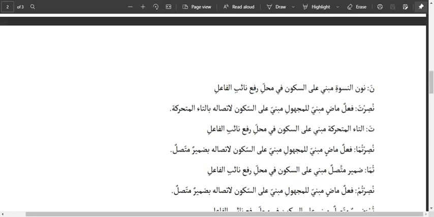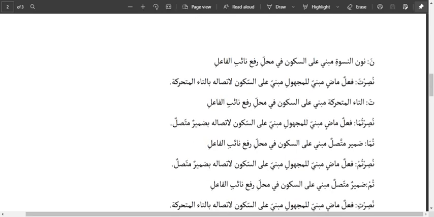Then نصرتما نصرتم, we have the same analysis for them because they are all attached to تاء المتحركة. The meem that is added after them is just zaida, it's just an increment. So we have what? نصرت فعل ماض مبني للمجهول مبني على السكون لاتصاله بالتاء المتحركة. So that is the analysis. And we do analysis of تاء متحركة. We say التاء المتحركة مبني على السكون في محل رفع نائب الفاعل.